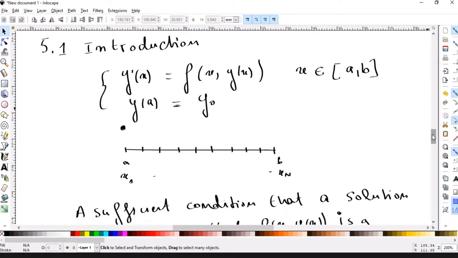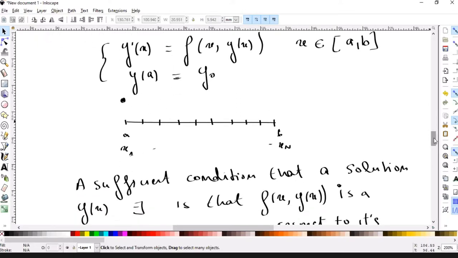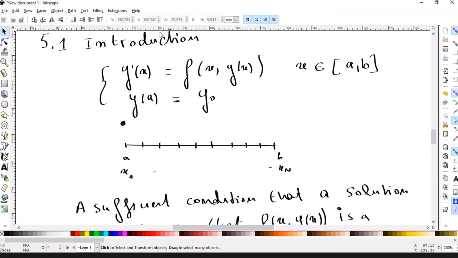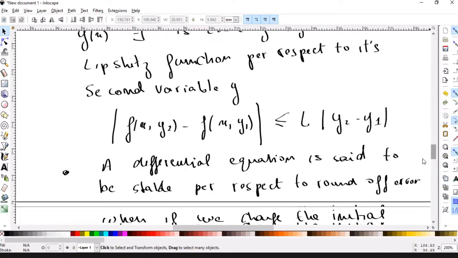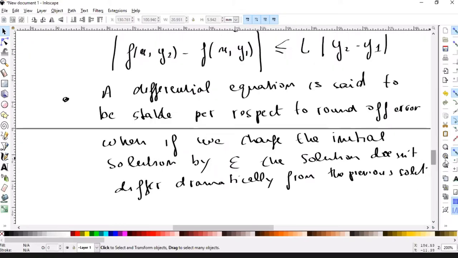And if you have an error on the initial solution, and your equation is such that the error accumulates dramatically, then you can diverge from the solution. All right, so let's give some examples now.